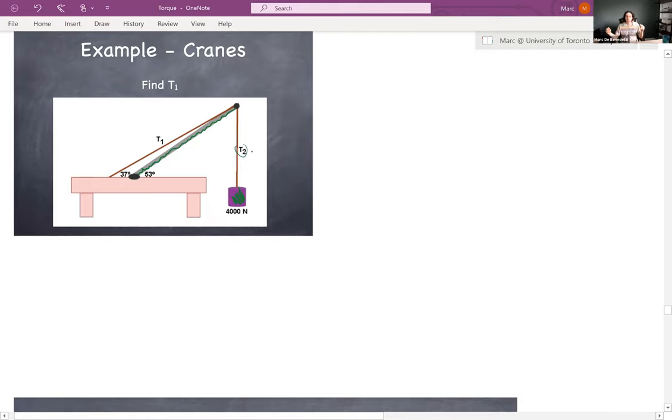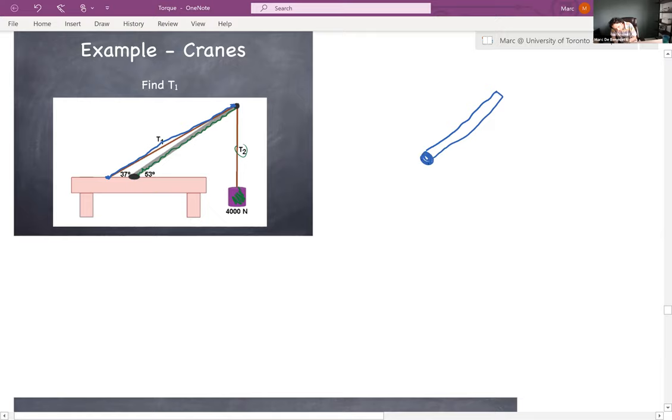However, the reason why this crane does not come crashing down is because there is a rope, maybe I'll draw this in a different color, that is attached to the end of the crane, kind of like your muscle is attached to your forearm. There is a rope attached to the end of the crane, anchored to the ground, or I guess in this case, the table. And it's the tension T1 that is providing the counter torque to the torque due to the load. So the question is, what is the magnitude of the tension in the rope in order for the crane to not come crashing down? So again, we draw a free body diagram.